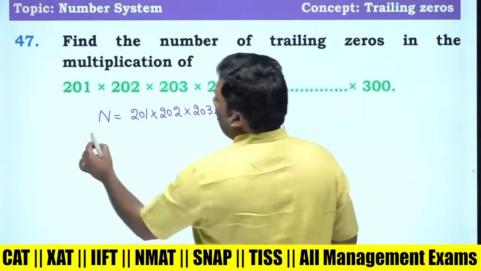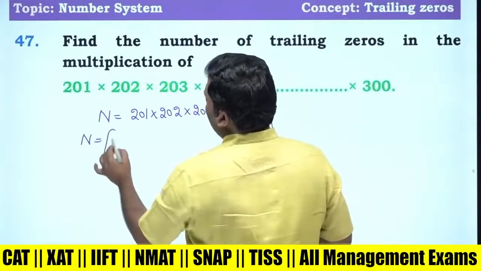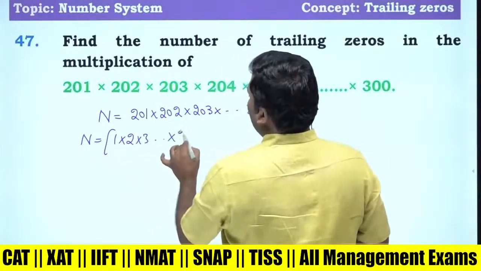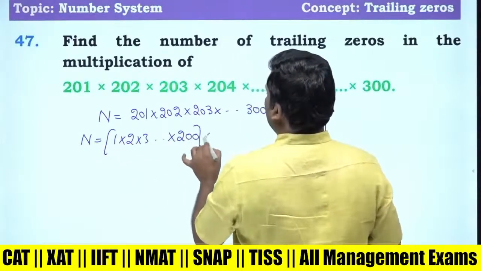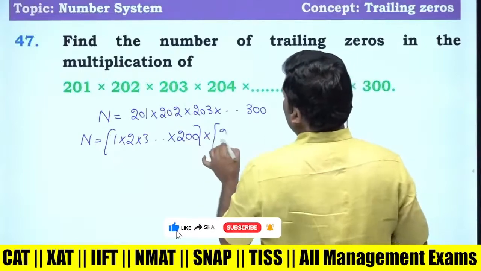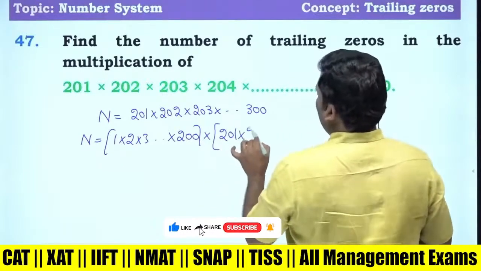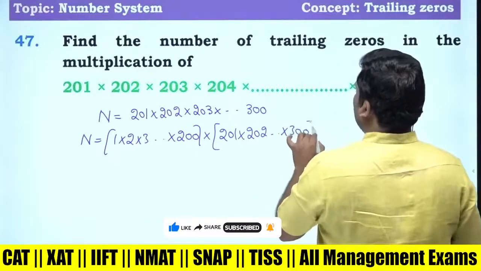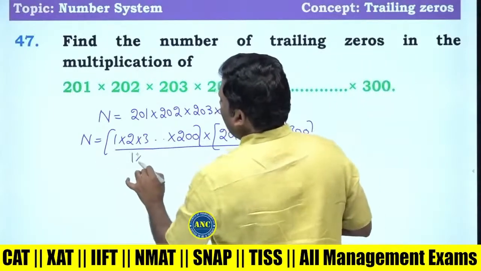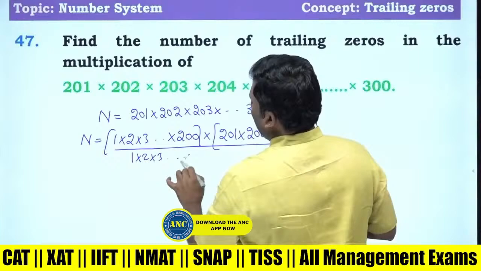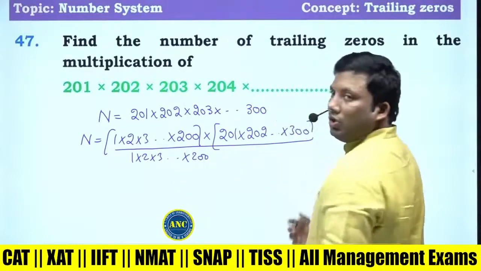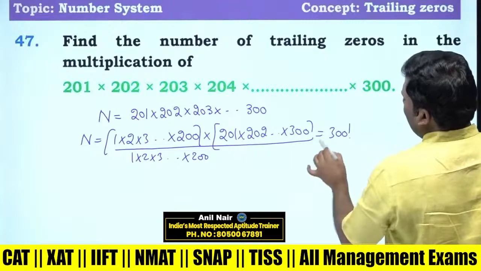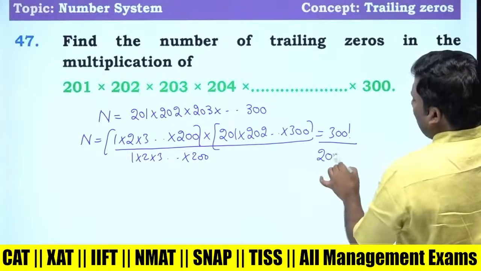If the question is not in factorial, I need to make it into factorial. How to make it into factorial? Multiply the numerator and denominator by 1 to 200. So this will become 201, 202 till 300. Denominator will be 1 into 2 into 3 till 200. So this answer will be 300 factorial divided by 200 factorial.